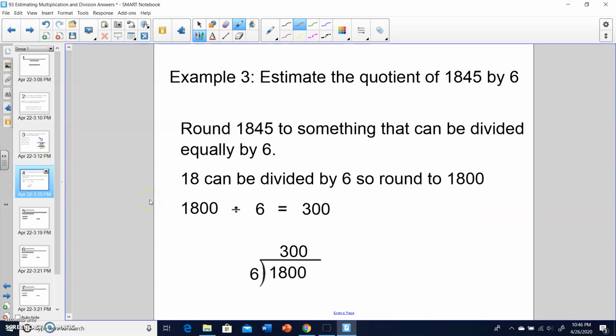Example 3, estimate the quotient of 1,845 divided by 6. Okay, well, I can think to myself, I've got to divide, so I want it to be equal. What can be divided by 6 equally? Can I look at these two first digits and divide them by 6 equally? Okay, so 18 divided by 6 is 3. I can get 3 groups of 6 and get 18. So 3 is at the top, and then I can just pull those zeros up. So 1,800 divided by 6 is 300, which means that 1,845 divided by 6 is going to be close to 300.